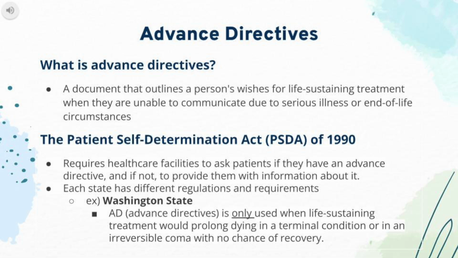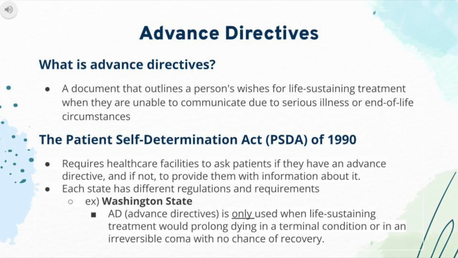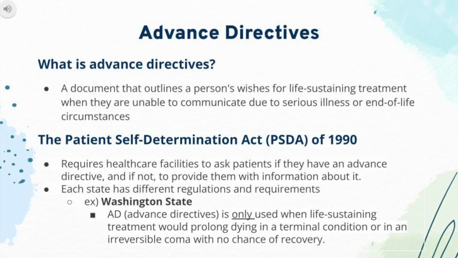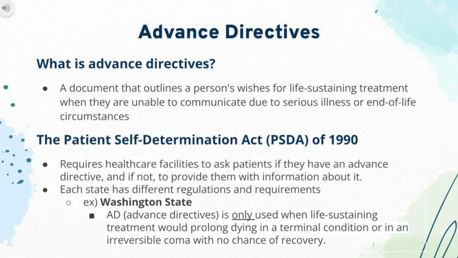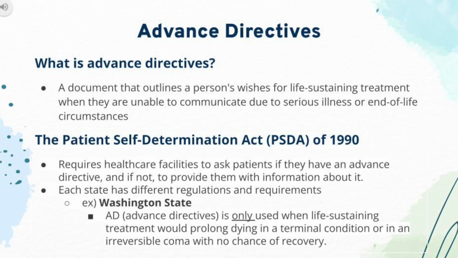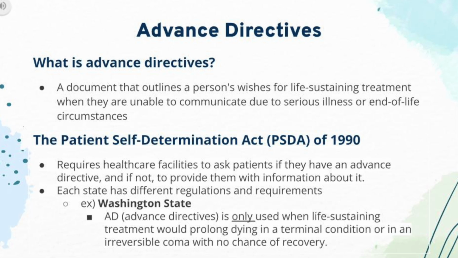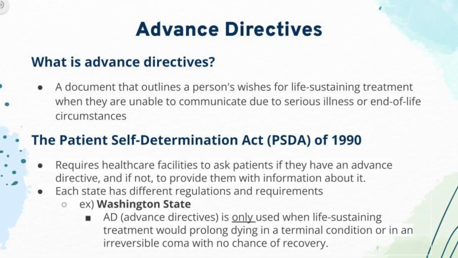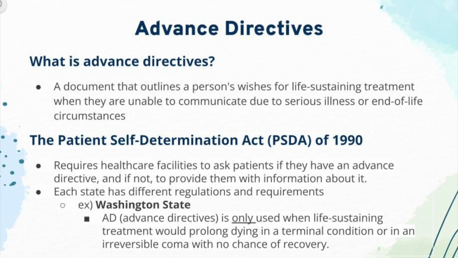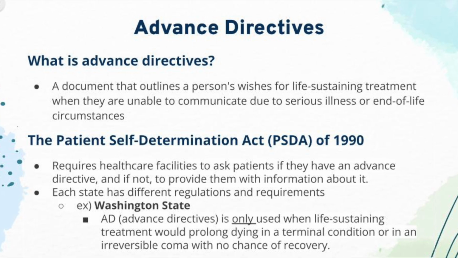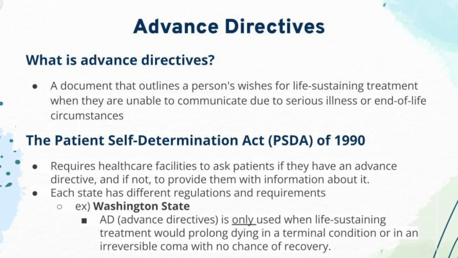So when the Patient Self-Determination Act of 1990 was introduced, it started to require all the healthcare facilities to ask the patients if they have advance directives or not. And if they don't, they have to provide the patients with the information so that they can make one.